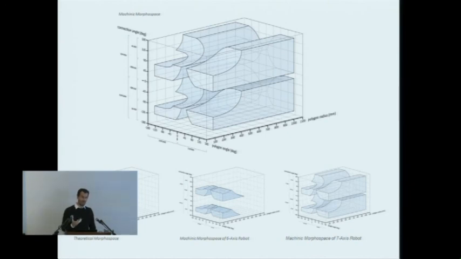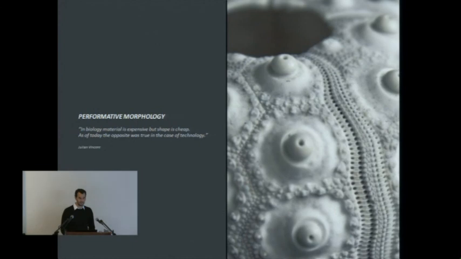So now, having identified the possible space of the physically producible, it's obviously an interesting question how to navigate this space and how to explore its particularly promising regions. And in this context, I very much like the quote of Julian Vincent, who said that in biology, material is expensive, but shape is cheap. And as of today, the opposite was true in the case of technology, which is a situation that arguably, with the shift from serial to digital production, has somewhat changed.